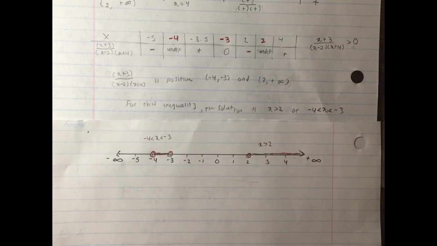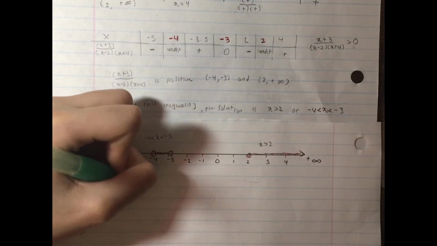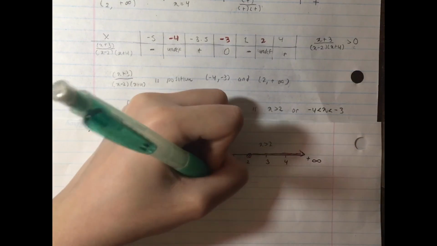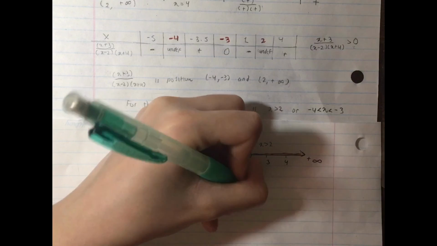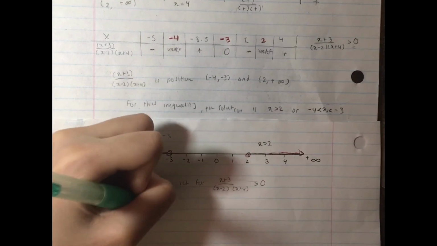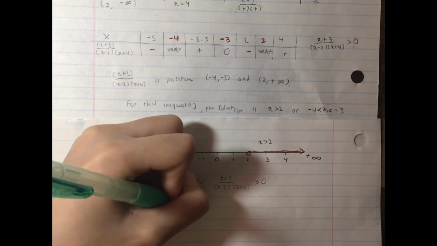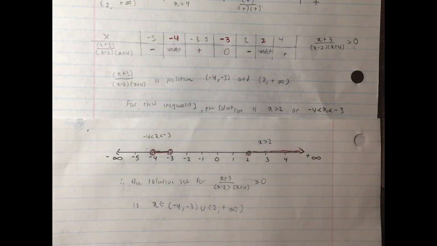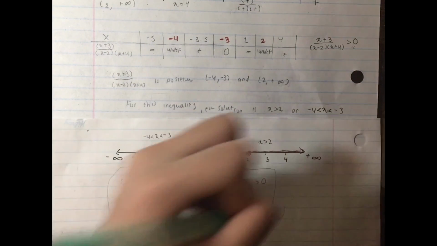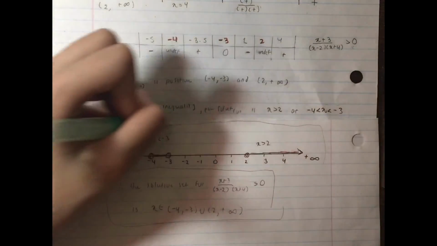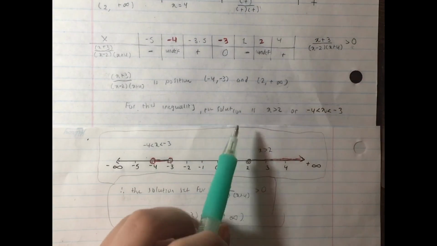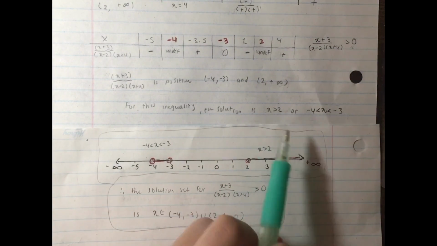I'll write the answer in interval notation. So therefore, the solution set for x plus 3 over x minus 2, x plus 4 greater than 0 is, so that would be the answer in interval notation. I'll just box this. This is the solution set. And then I'll box the number line, which is the other format I put the answer in. And then I'll box this. For this inequality, the solution therefore is x is greater than 2 or x is greater than -4 and less than -3.